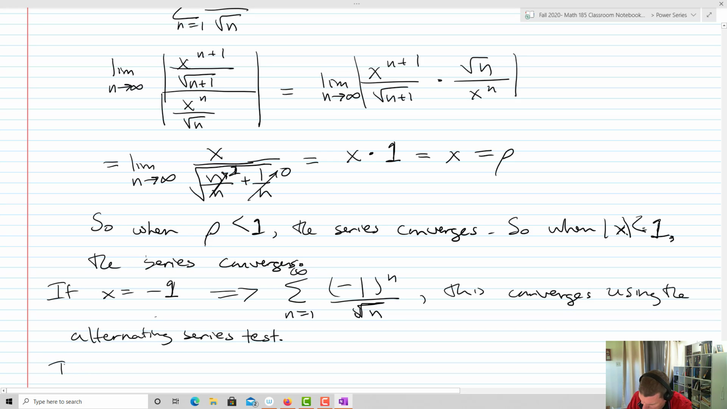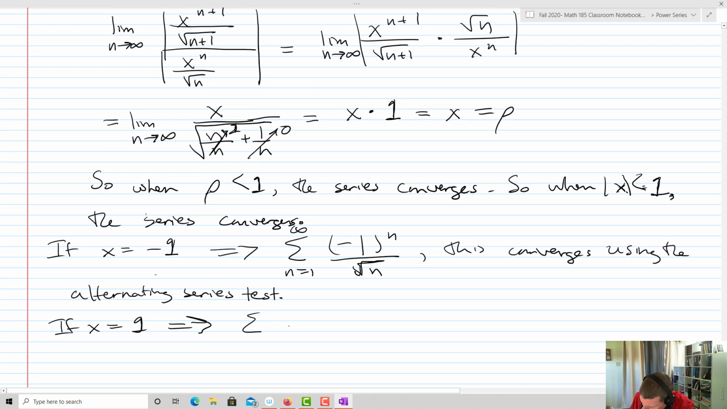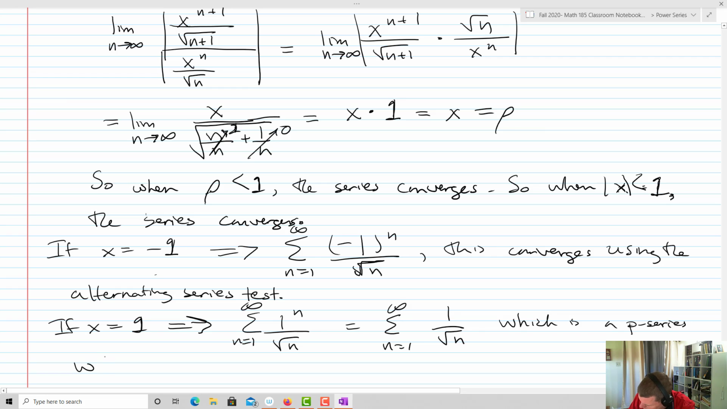On the other hand, if x equals 1, then I get the sum of 1 to the n over the square root of n, n equals 1 up to infinity, which is just equal to the sum n equals 1 up to infinity of 1 over the square root of n, which is a p-series with p less than 1. So the series diverges.